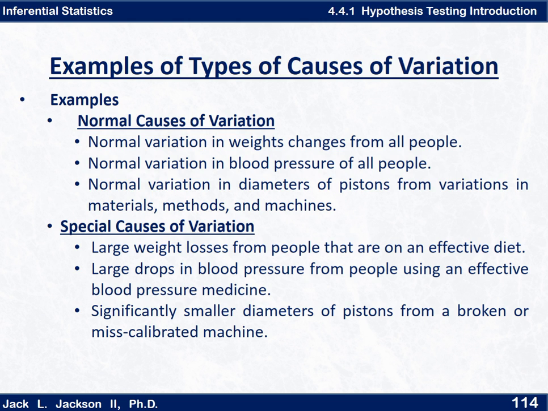Special causes of variation might be a large weight loss from a group of people that are on an effective diet. That would not be the normal situation. That would be something different. Large drops in blood pressure from people using effective blood pressure medicine. Or significantly smaller diameters of pistons from a broken or miscalibrated machine. Those would be special causes, and we would like to try to identify when those are happening.